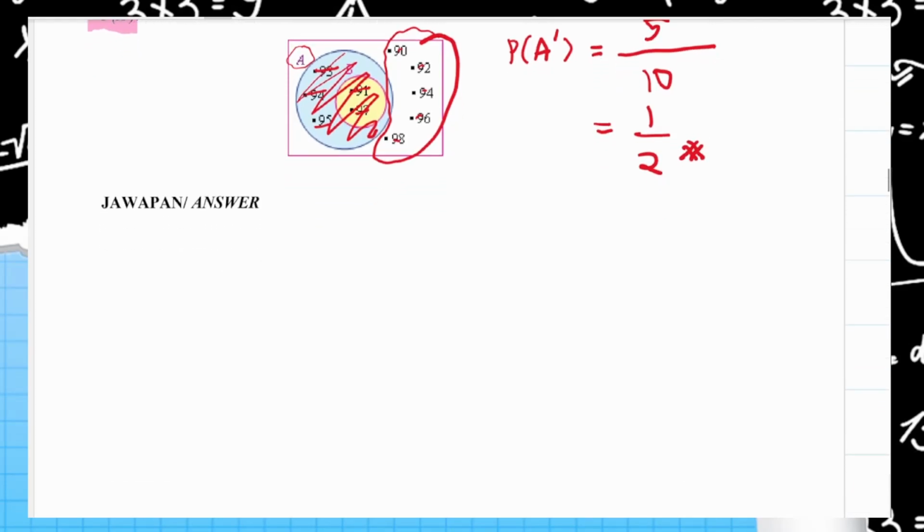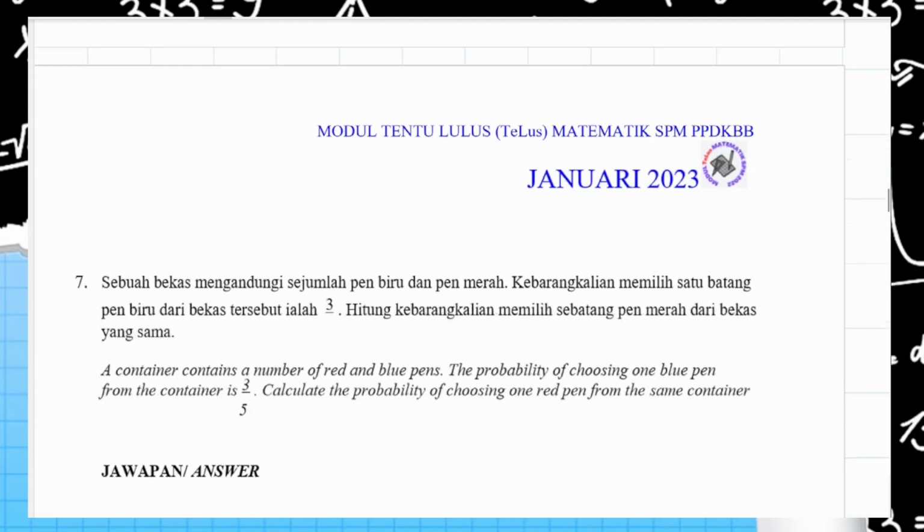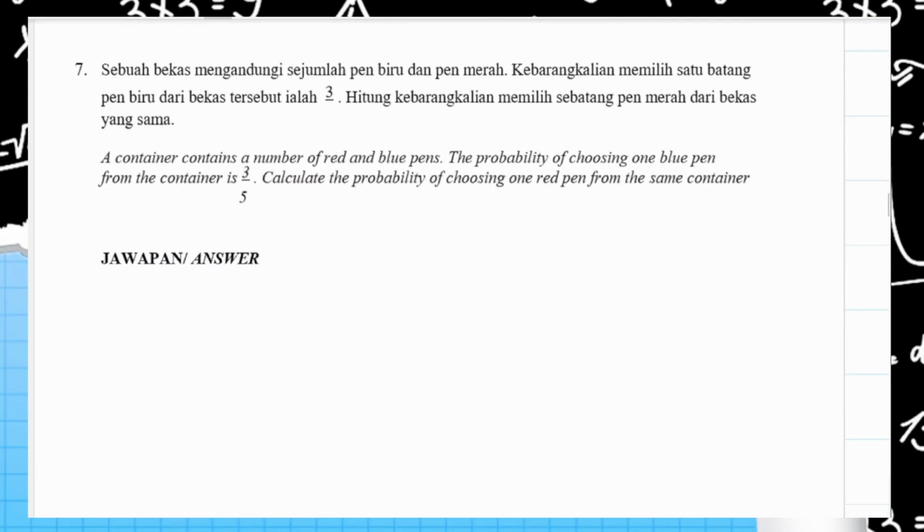So we have about 10 questions more. Okay, we try. Next question, question 7. A container contains a number of red and blue pens. The probability of choosing one blue pen from the container is 3 over 5. Calculate the probability of choosing one red pen.